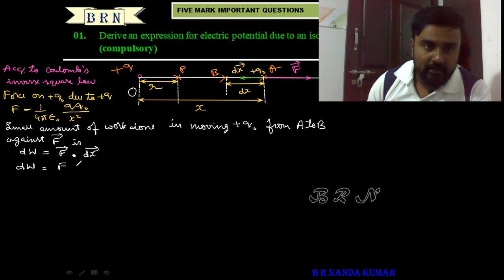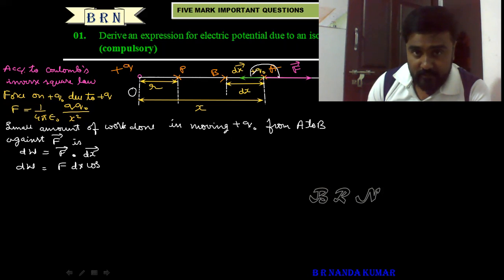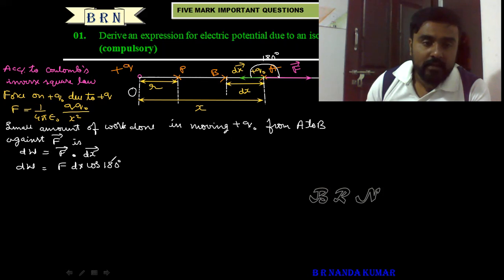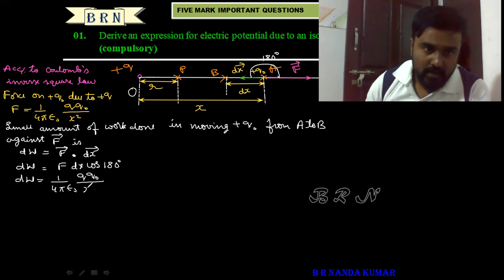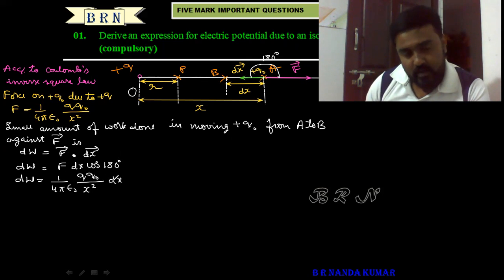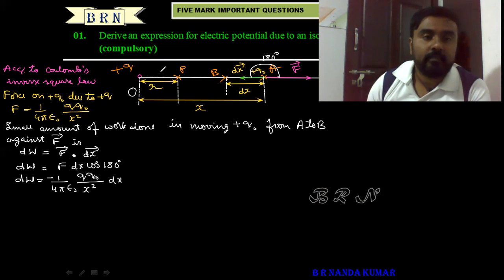dW is equal to F dx. The dot product of two vectors is given by the product of the magnitudes of the two vectors and the cosine of the angle between them. The angle between F vector and dx vector is exactly equal to 180 degrees. Cos 180 is minus 1. So dW is equal to F value, that is 1 divided by 4 pi epsilon naught, Q Q naught divided by x square, into dx, cos 180 which is minus 1.